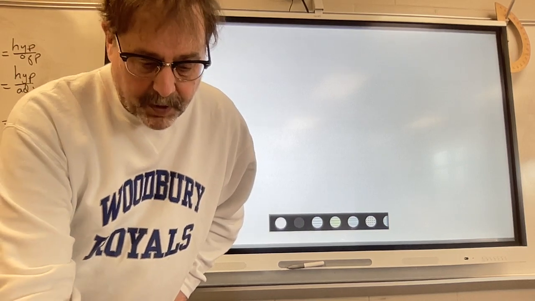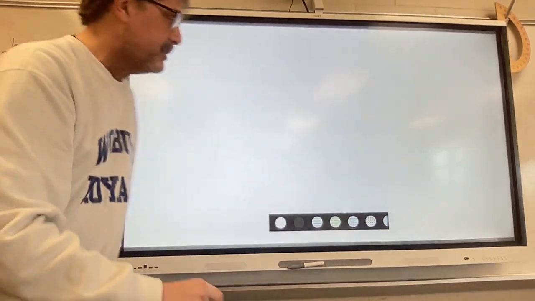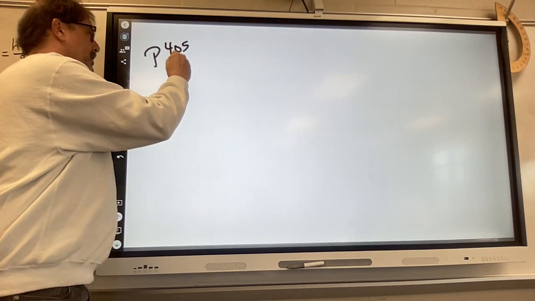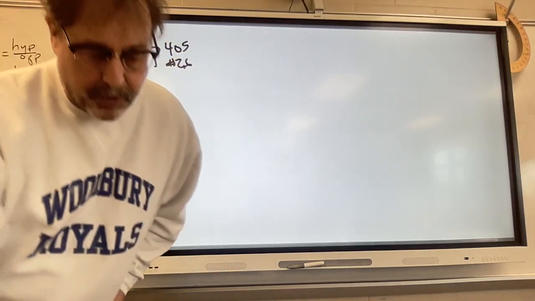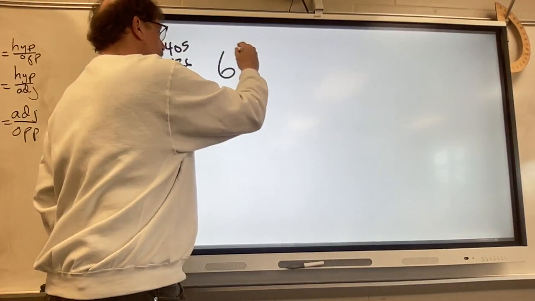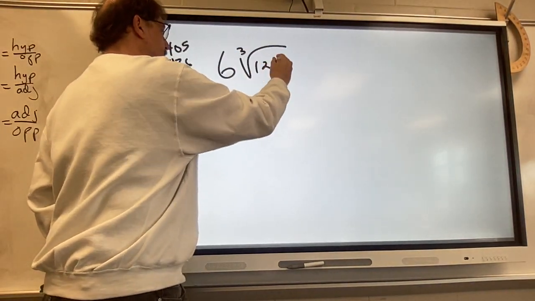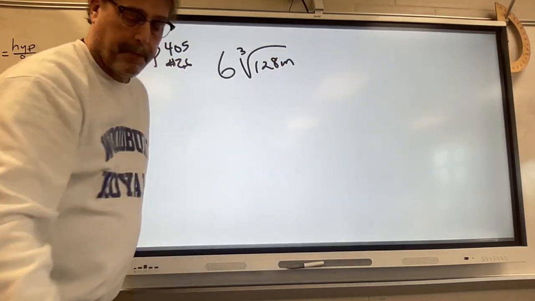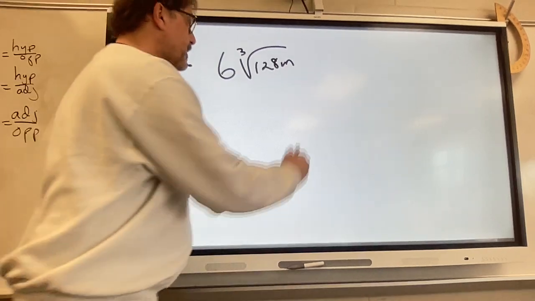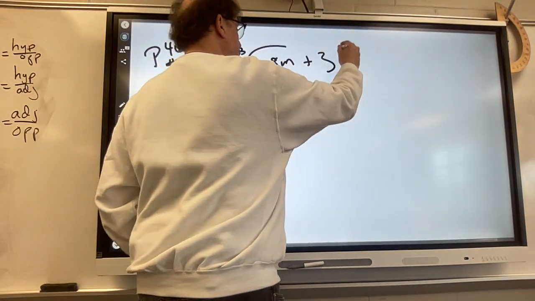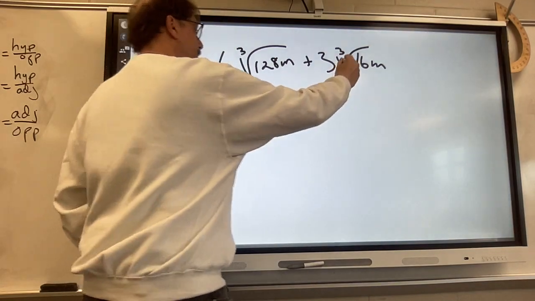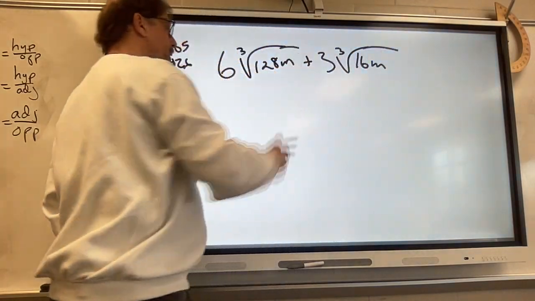We are looking at problem 26 on page 405. You don't need this, but for those people at home, this is what we're doing. 405, number 26. And it is 6 times the cube root of 128m, and it is 3 times the cube root of 16m. The roots are going all the way.